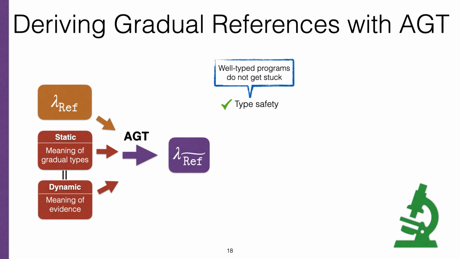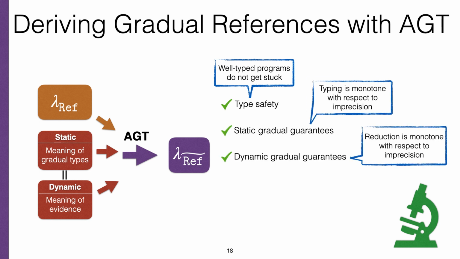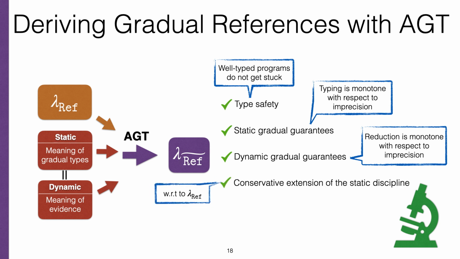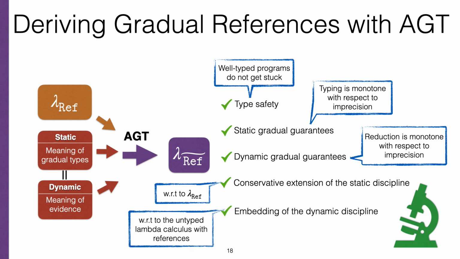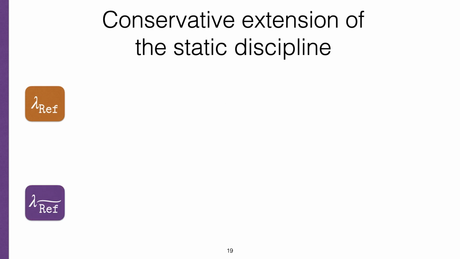programs do not get stuck; the static and the dynamic gradual guarantee, meaning that typing and reduction are monotone with respect to imprecision; and the conservative extension of the static discipline with respect to lambda ref, and the embedding of the dynamic discipline with respect to the untyped lambda calculus with references.